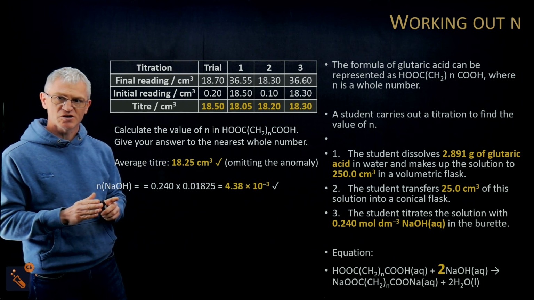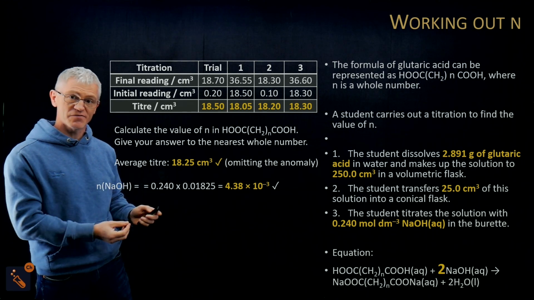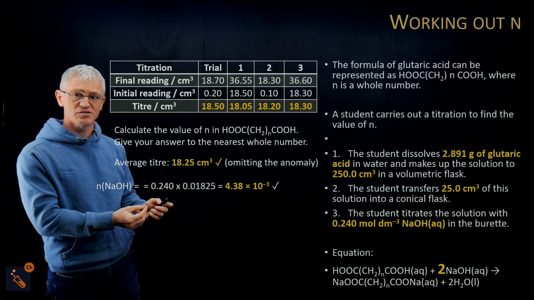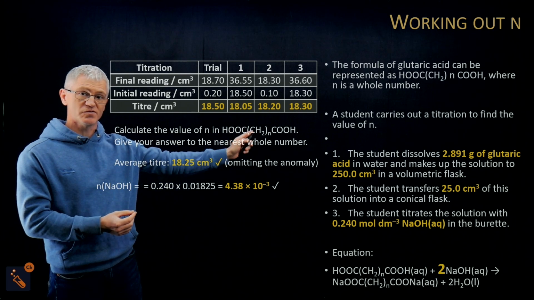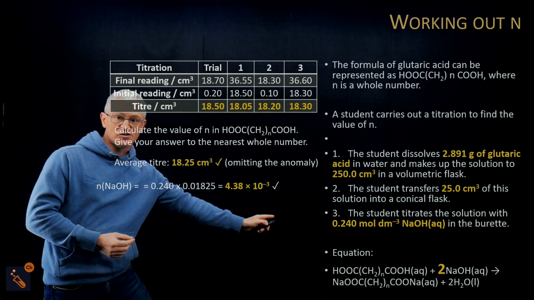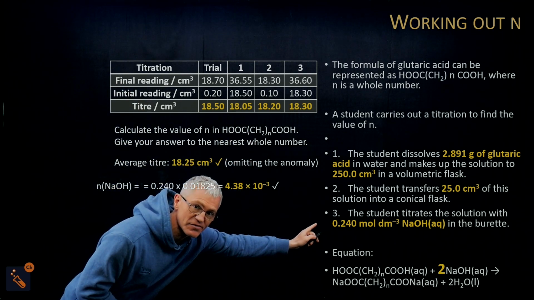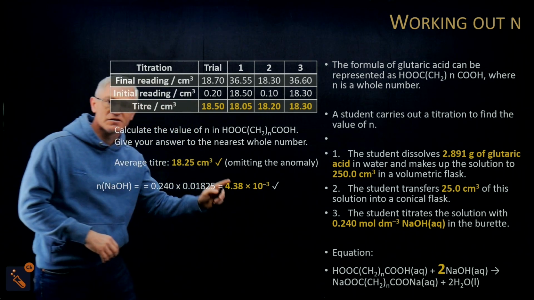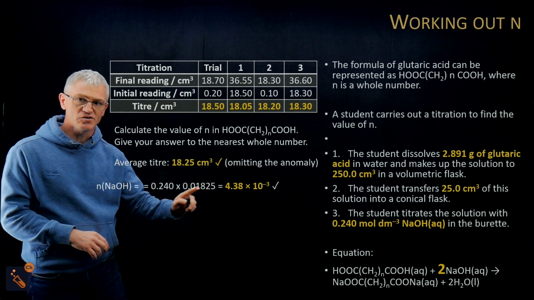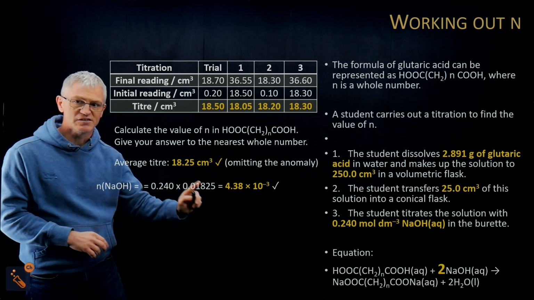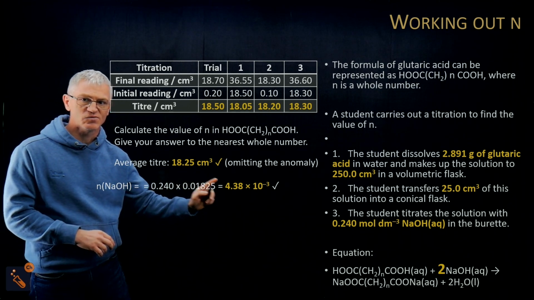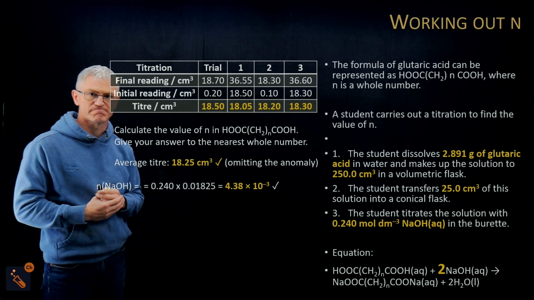So we do the number of moles of sodium hydroxide first because we have the concentration, which is 0.24, which we got from over here. So you can see it's in orange. Let's go down here. There it is. Okay, and then this is the volume. This is the titre, but we turned it into decimetres cubed. Okay, and then now we've got the moles of the sodium hydroxide.